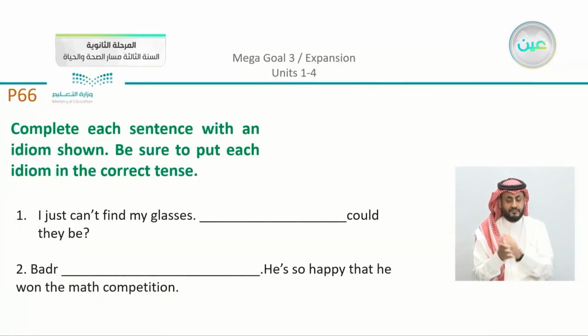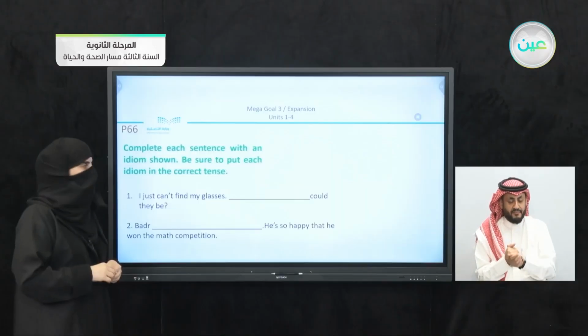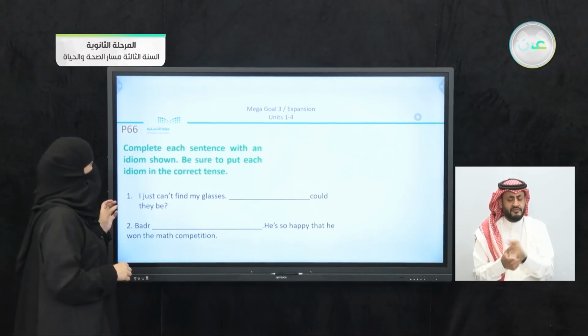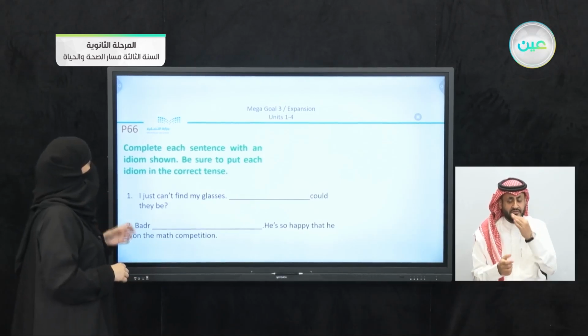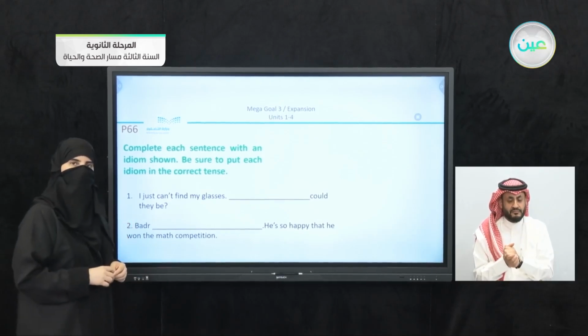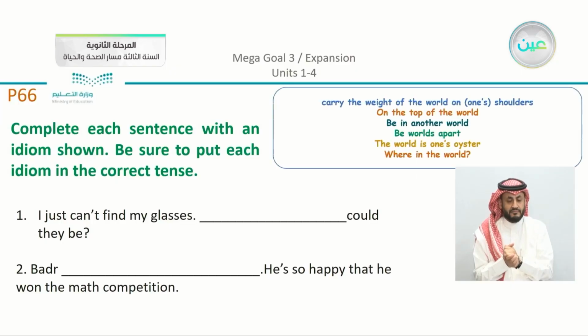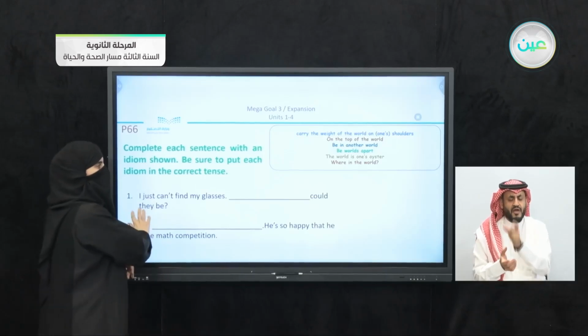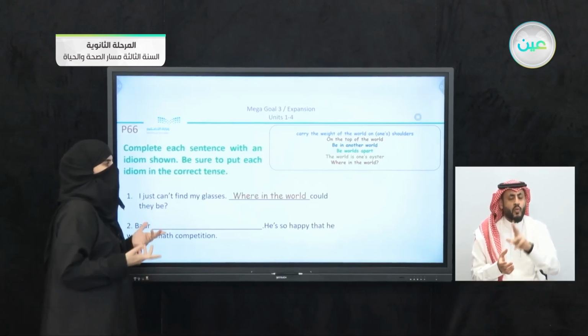Now we are going to apply. We have here an exercise to complete each sentence with an idiom shown. Be sure to put each idiom in the correct tense. Now we do have the idioms here. I have prepared them for you, so we're going to just put them in the blanks here. "I just can't find my glasses. Could they be?" Note that we have here a question. So what can we use here? We can say, "Where in the world could they be?"